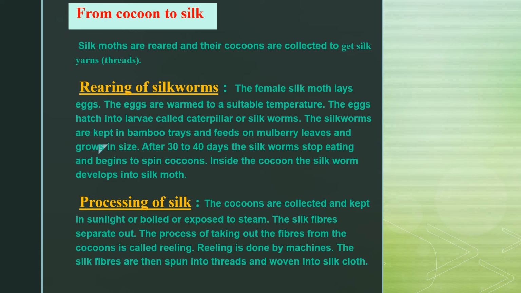The cocoons are collected and kept in sunlight or boiled or exposed to steam. This is the saddest part of it. All the worms inside the cocoon gets killed by this process. The silk fibers are separated out. The process of taking out fibers from the cocoon is called reeling of silk. Reeling is done by machines. The silk fibers are then spun into threads and woven into silk cloth.